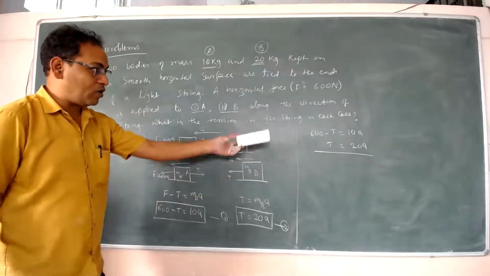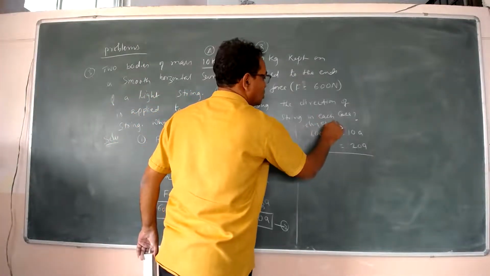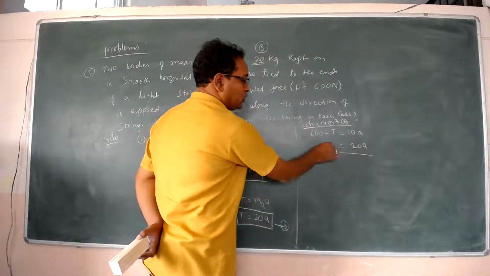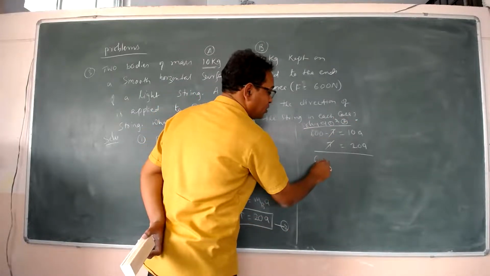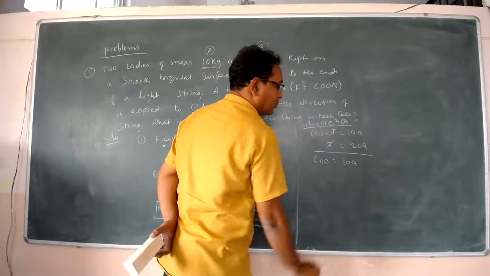These two equations I have written here. So I can say here, solving equation 1 and 2, these two will get cancelled. What is left here? 600 is equal to... this will become how much? 30A.